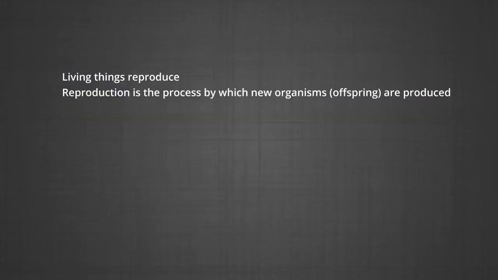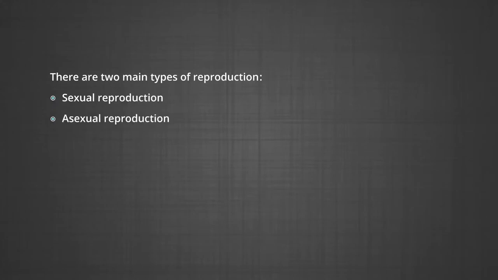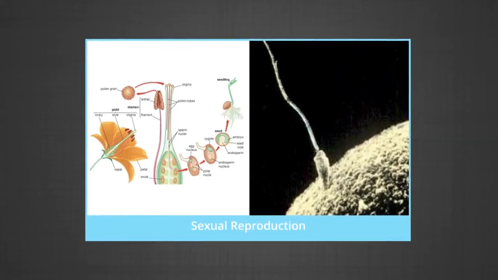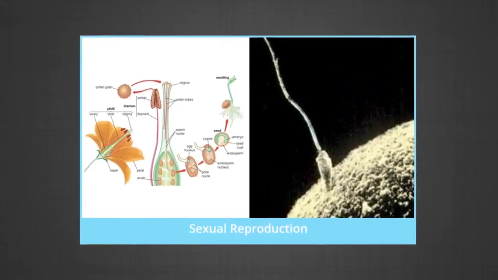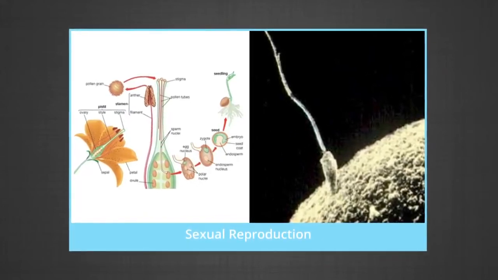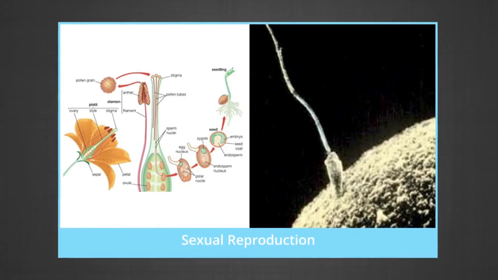Living things reproduce. Reproduction is the process by which new organisms are produced. A living organism does not need reproduction to survive, but as a species, they need it for continuity and to ensure that they do not become extinct. There are two main types of reproduction: sexual reproduction and asexual reproduction. Sexual reproduction involves two individuals of the same species, usually a male and a female. Here, the male and the female sex cells, or gametes, come together for fertilization to take place. After this, the newly fertilized cell goes on to become a new organism, the offspring.